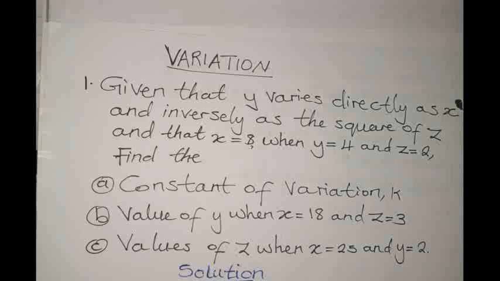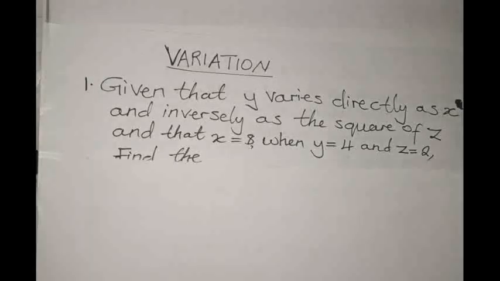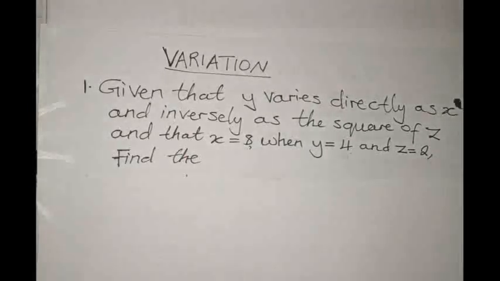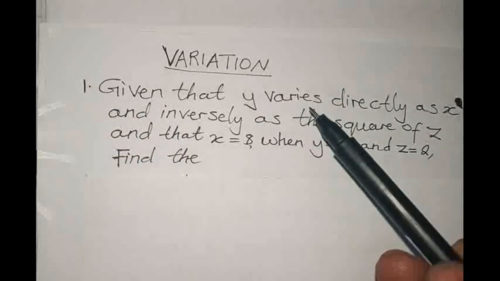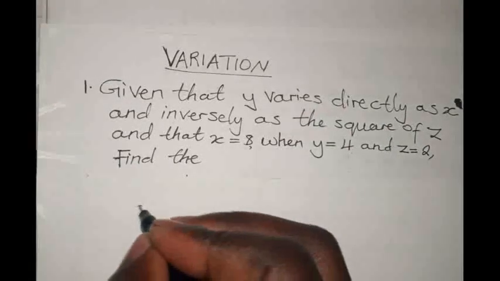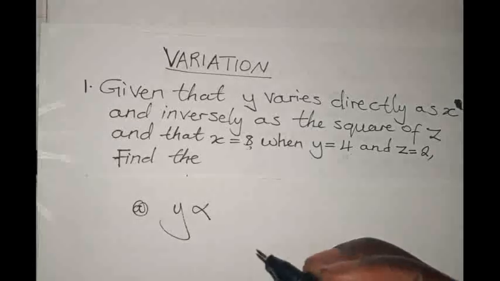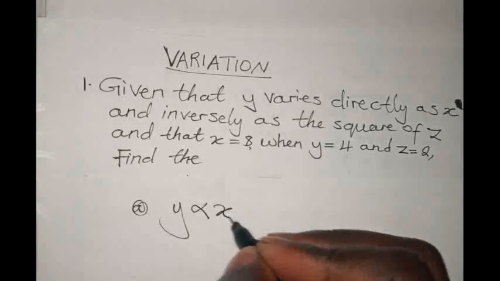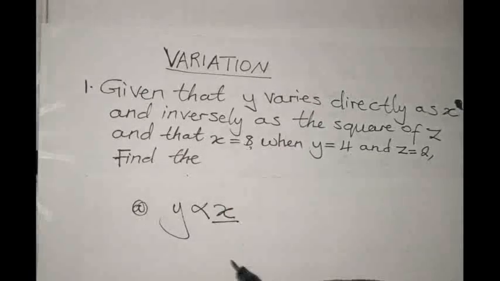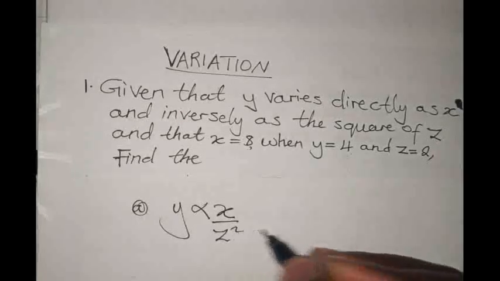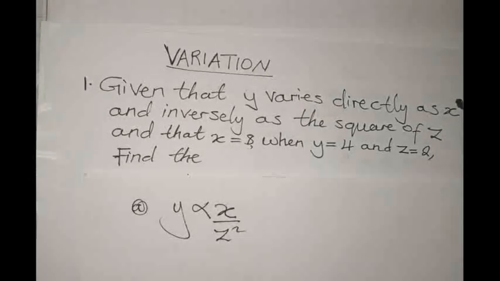Now before we do that, we need to come up with the equation for us to find the constant of variation. How do you do that? We need to interpret the statement into an equation. They're saying y varies directly as x, and inversely as the square of z, meaning inverse is supposed to be over, like this.